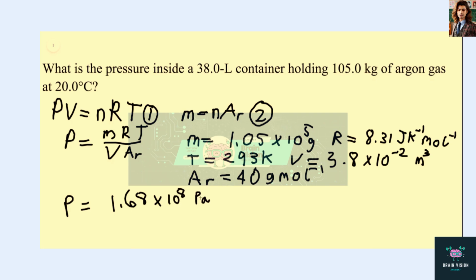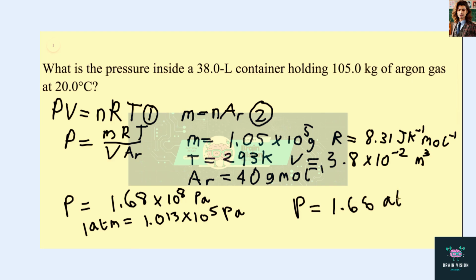For some odd reason, these questions seem to have a love for giving answers in non-SI units. So to get from pascals to atmospheres, we have that 1 atm is equal to 1.013 times 10 to the 5 pascals. Dividing that answer through by 1.013 times 10 to the 5, we get the pressure is equal to 1.668 atmospheres.